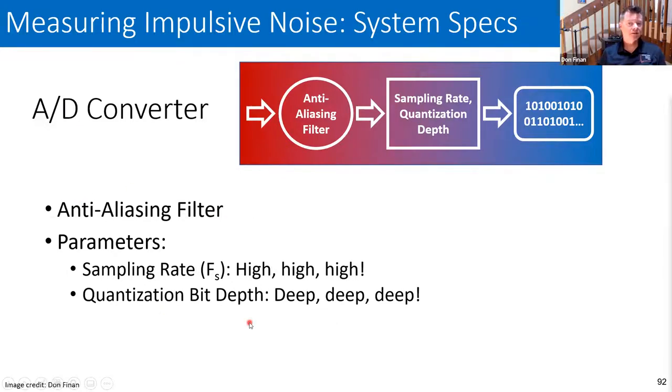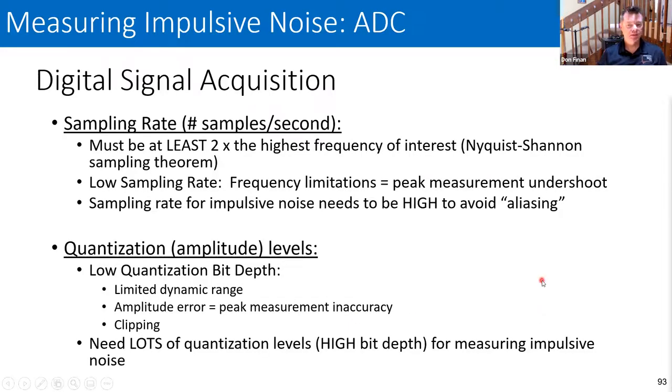The sampling rate, as I mentioned, needs to be very, very fast. And the quantization bit depth, we need lots of quantization bits to be accurate. How much do we need in terms of sampling rate? I'm going to go over this quickly. We have to have a sampling rate that's at least twice as high as our highest frequency of interest. This is from the Nyquist-Shannon sampling theorem. If we have too low of a sampling rate, we will actually undershoot our measurements. We'll measure a signal and we can miss the peak. It won't be able to capture the high frequency peak components. So we have to have very, very high sampling rates, not only to capture the peak, but also to avoid aliasing.